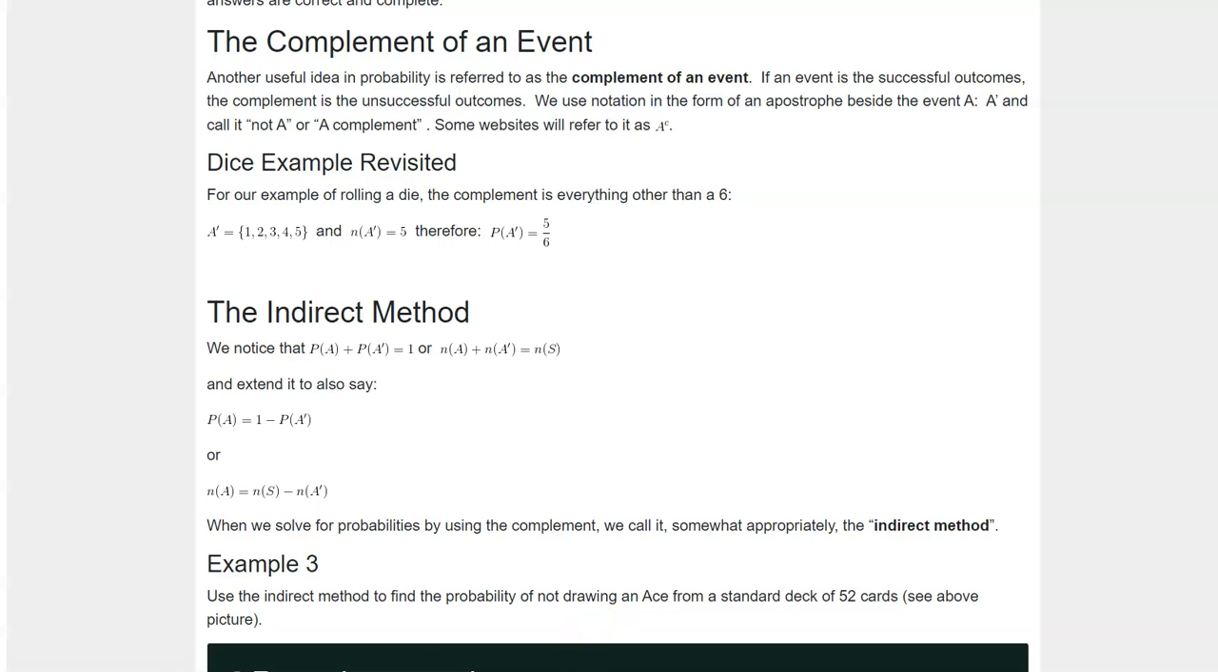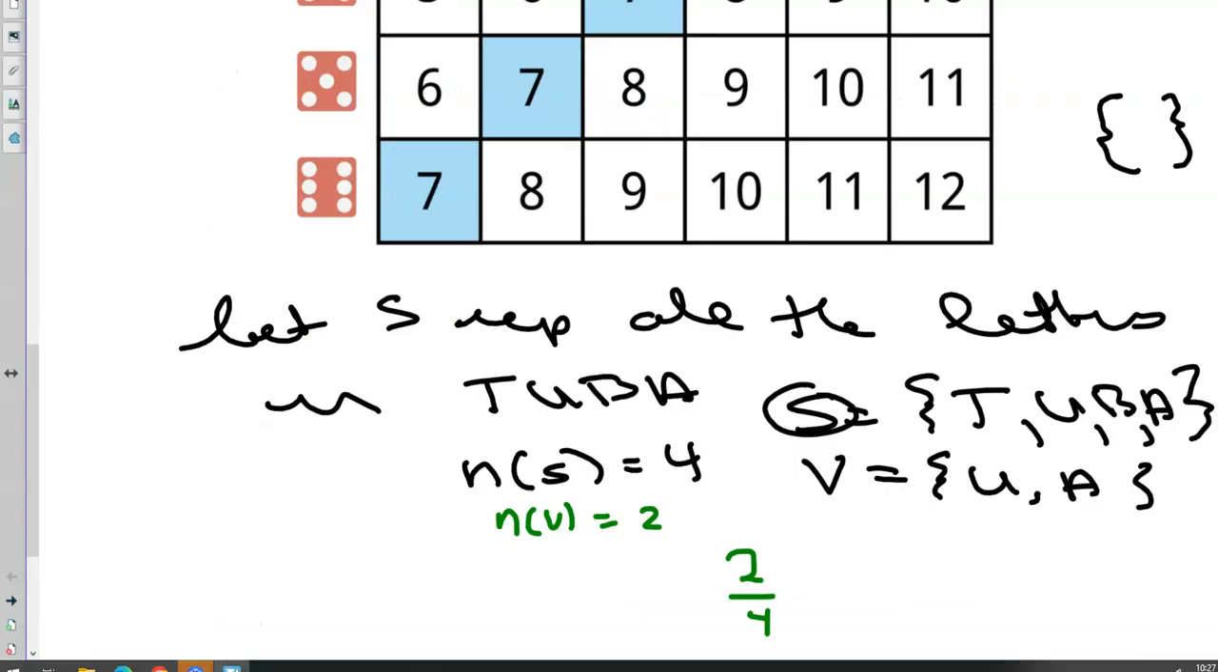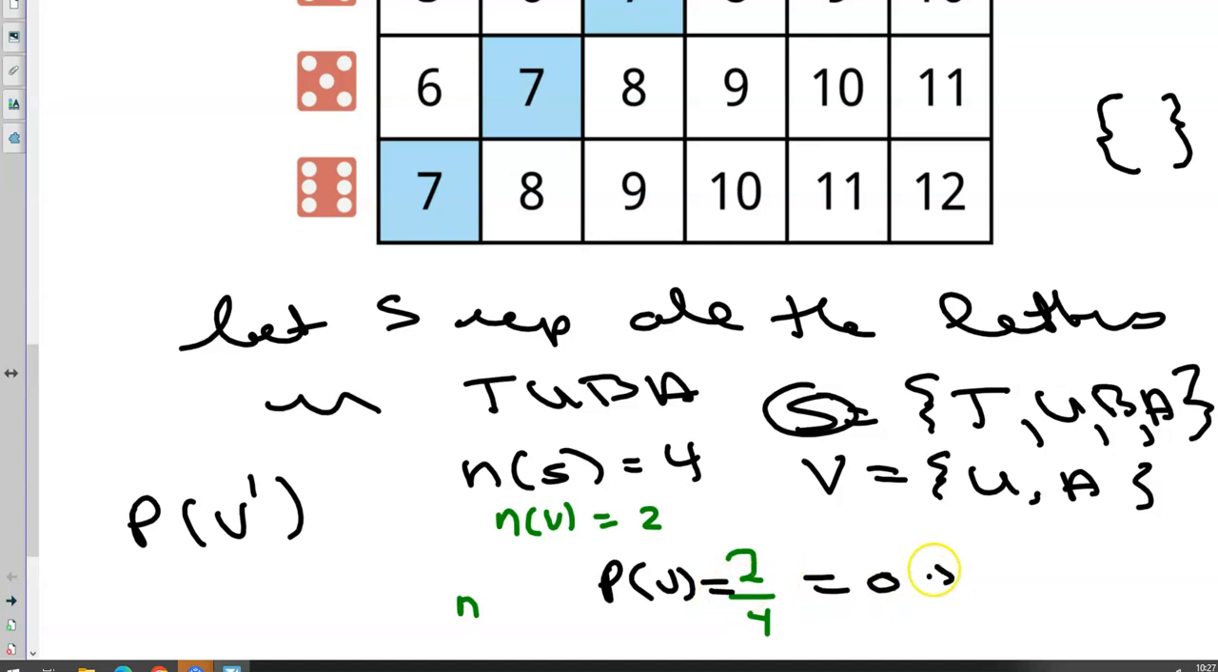So for example, let's go back to our tuba example. If I came back and said, what's the probability of not a vowel? What I would do is look at the probability of a vowel, which was 2 out of 4, which is 0.5. And if I said, what's the probability of not a vowel, I take 1 and subtract 0.5 from it. In this case, it's the same, it is 0.5, but it doesn't have to be, right?